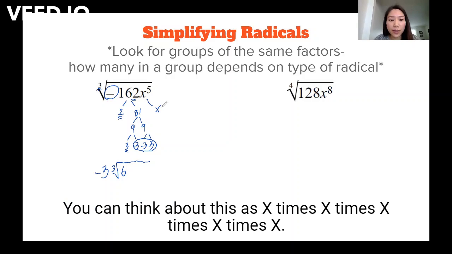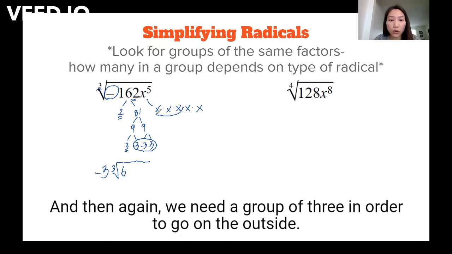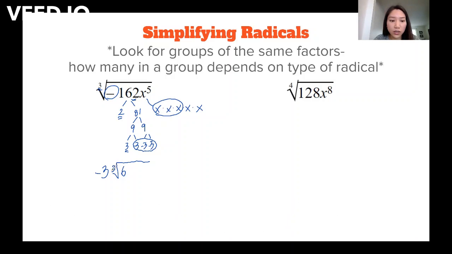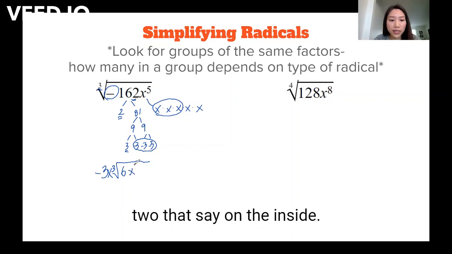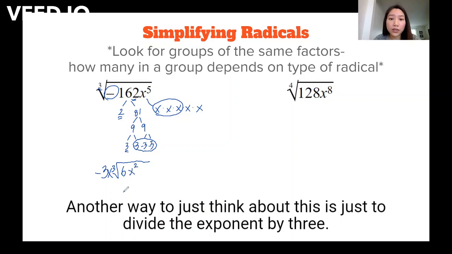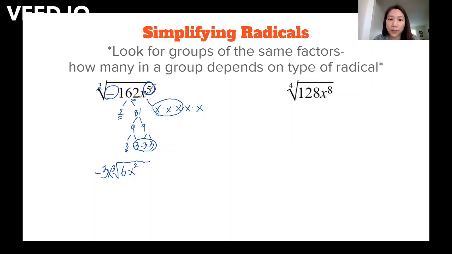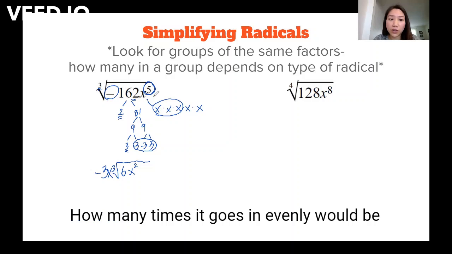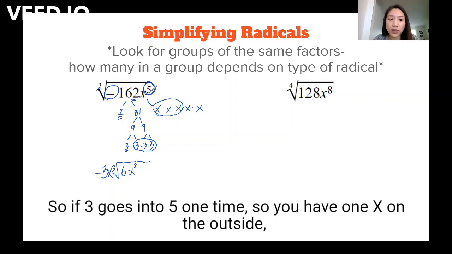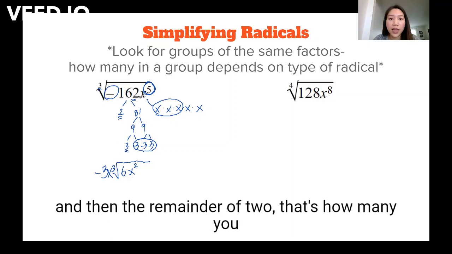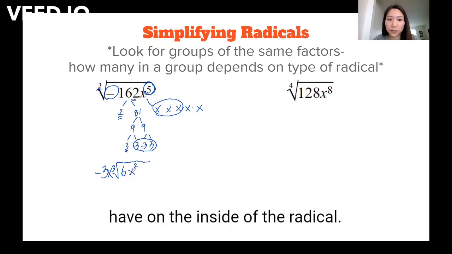Same idea for the x to the fifth. You can think about this as x times x times x times x times x, and then again, we need a group of 3 in order to go on the outside. So we have one group of x's that go on the outside, and then 2 that stay on the inside. Another way to just think about this is just to divide the exponent by 3. How many times it goes in evenly would be how many times that you have it on the outside. So 3 goes into 5 one time, so you have one x on the outside. And then the remainder of 2, that's how many you have on the inside of the radical.